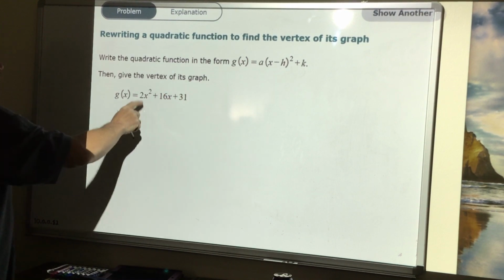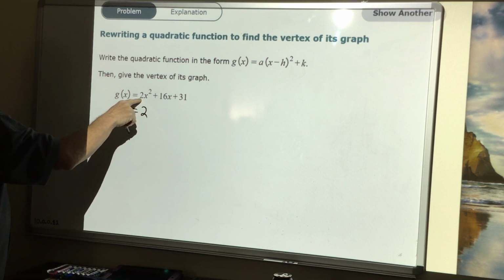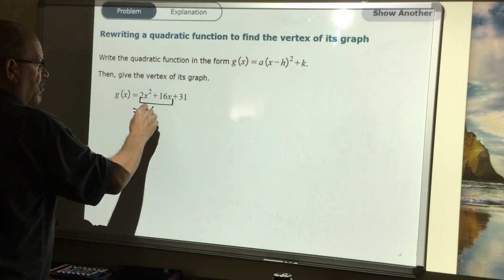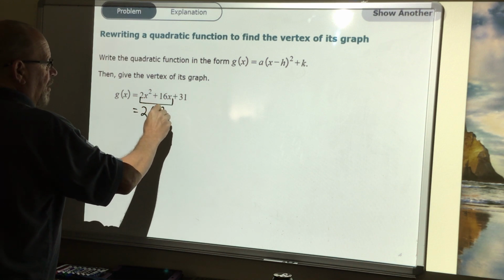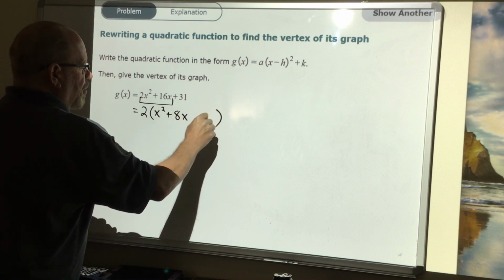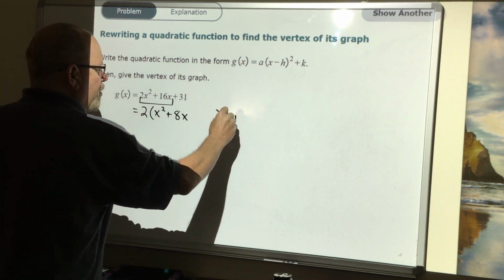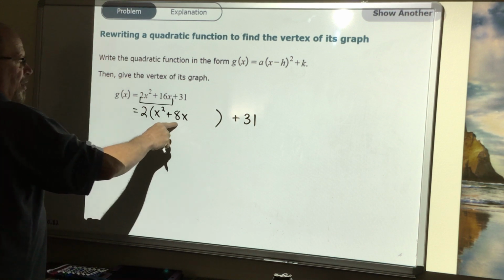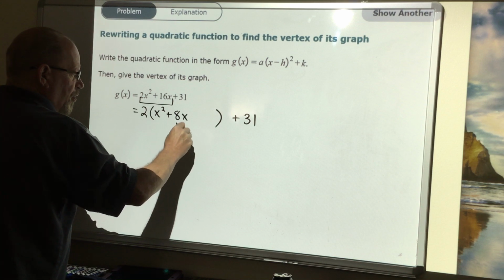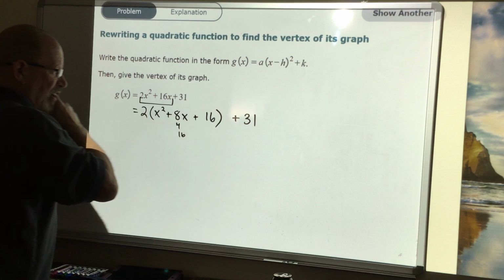I'm going to put it into this form. Remember, first step, factor out this lead coefficient. Factor it out of these two terms. So 2 times x squared plus 8x. I'm going to move that over there because remember I'm going to complete this square. Now I'm going to add half of this squared. Half of 8 is 4, squared 16. So I'm going to do plus 16.